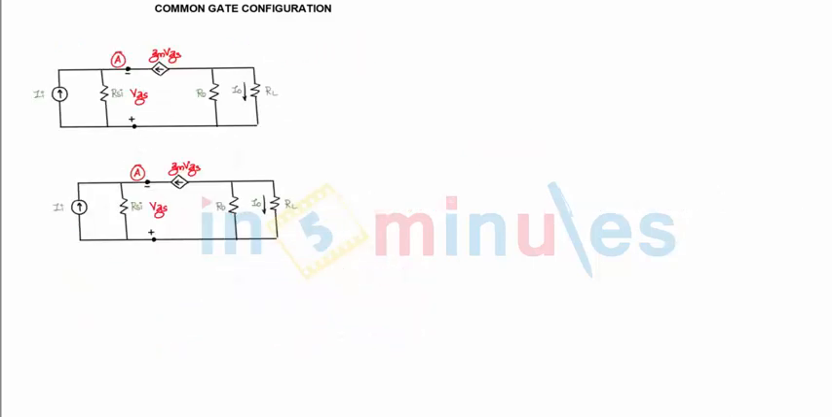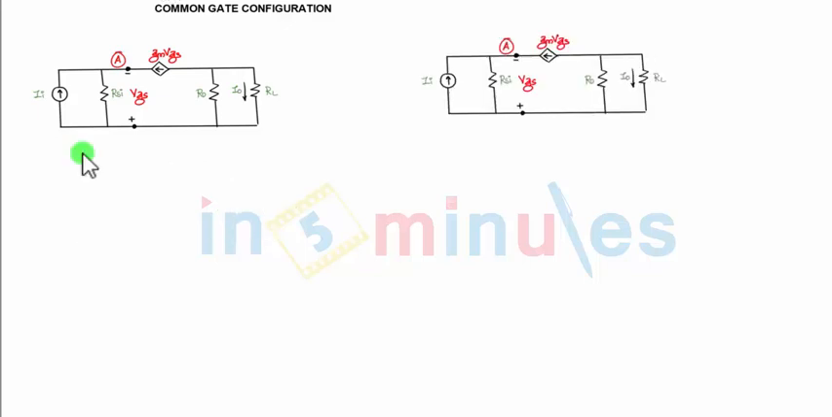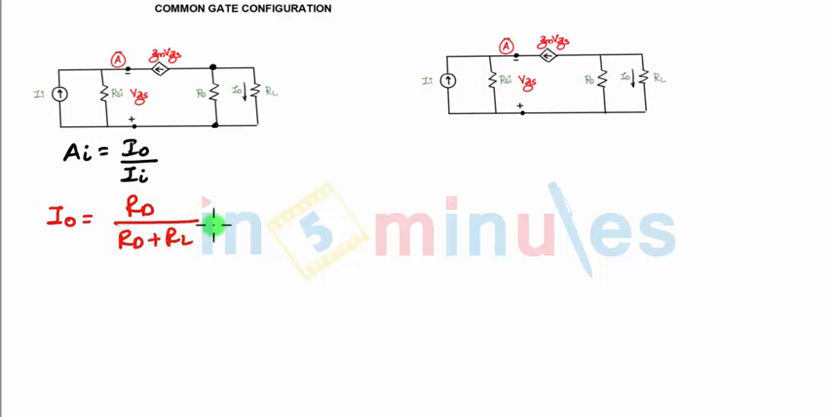If I am considering that input is the current source, we need to find the current gain, which is nothing but AI, which is IO upon II, that is output current upon input current. When I am applying the current division rule, my IO will be the current flowing through RL. So the opposite resistance will come in the numerator, that is RD upon RD plus RL into the total current. Now current flowing is GM into VGS, but the direction is this, so it will be minus GM into VGS.